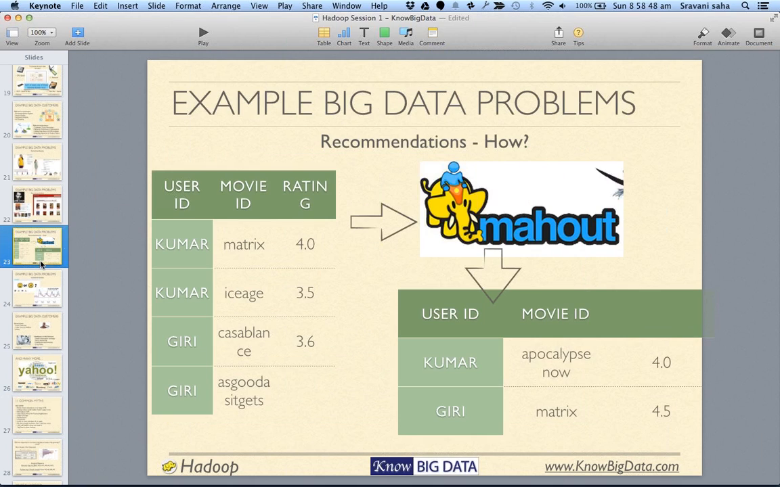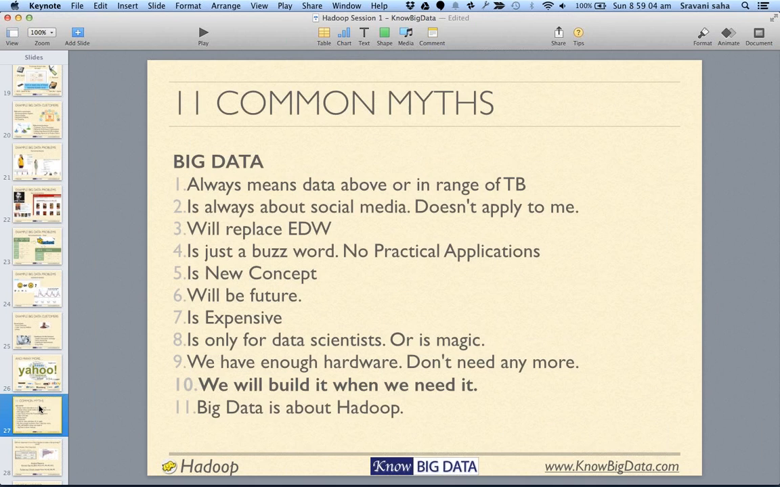As in this diagram, I showed you something very quickly called Mahout, an algorithm provider which takes an input and gives you the output. The algorithms in Mahout are written by various data scientists and you can use them. So it's no longer magic.